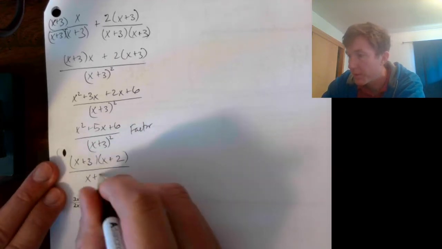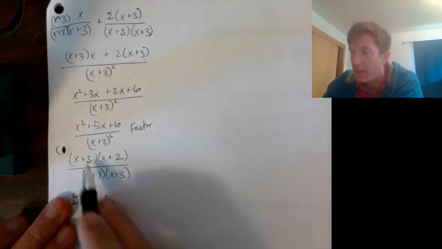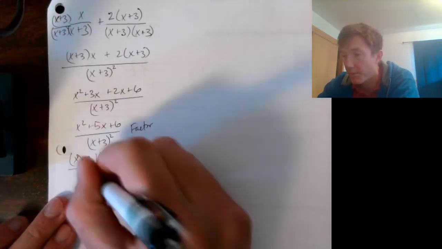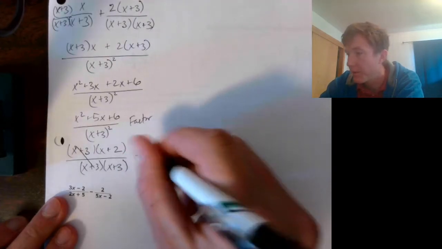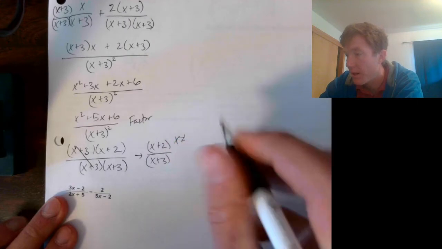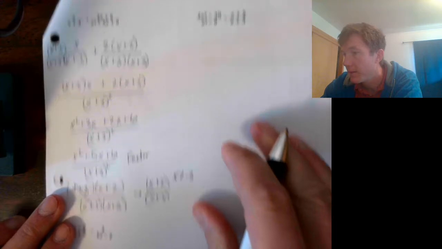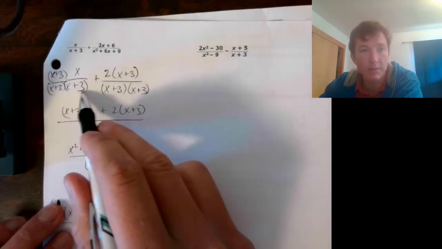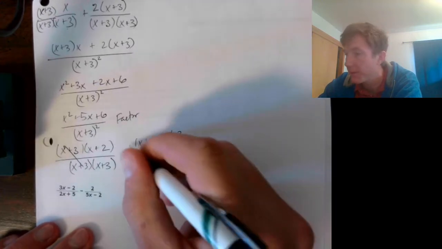Over x plus 3 squared. I'm going to rewrite this out just to show you guys something. I have x plus 3 on the top and bottom, so those cross out. I'm left with x plus 2 over x plus 3. That's our final answer. X cannot equal negative 3. And looking up here, it looks like that was really just the only factor that we had to worry about. So x can't equal negative 3, just the 1.